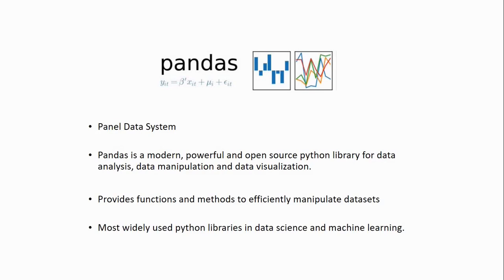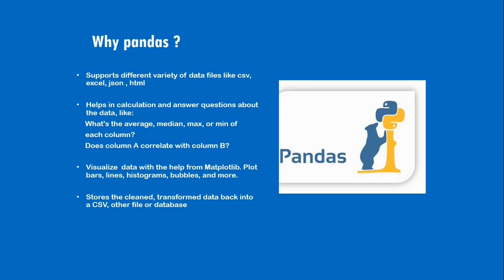Okay, now let's deal with Pandas in detail. Pandas stands for Panel Data System, and it's a modern, powerful and open source Python library for data analysis, data manipulation and data visualization. It's a library which can perform all the functionalities required for processing data, and that in an efficient way. So it is mostly used in data science and machine learning these days. And why Pandas? We use Pandas because it supports a variety of data sets or data files like CSV, Excel, JSON and HTML. It has functions for selection, filtering and manipulation of data.